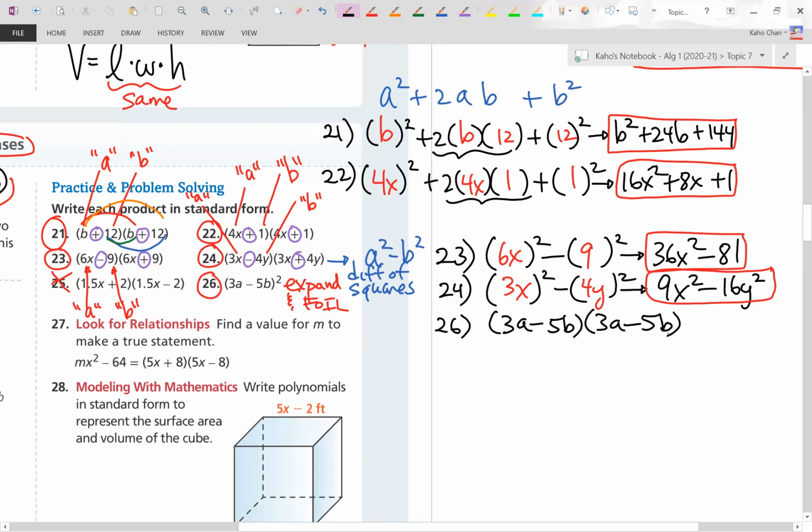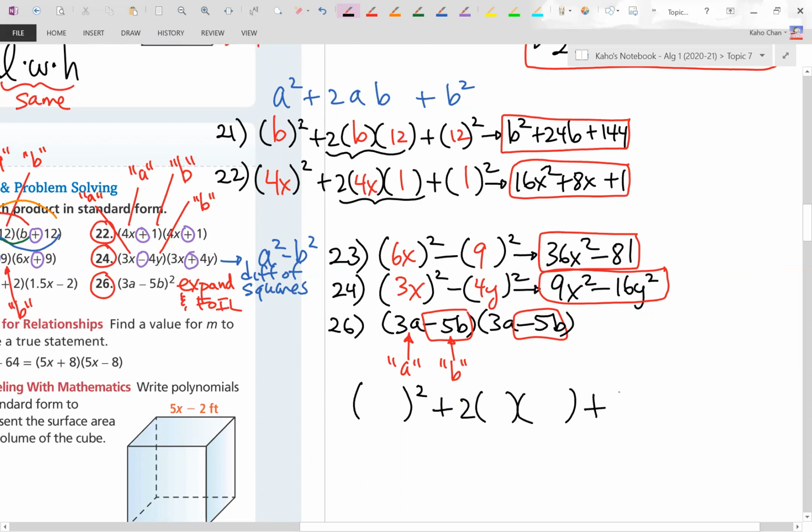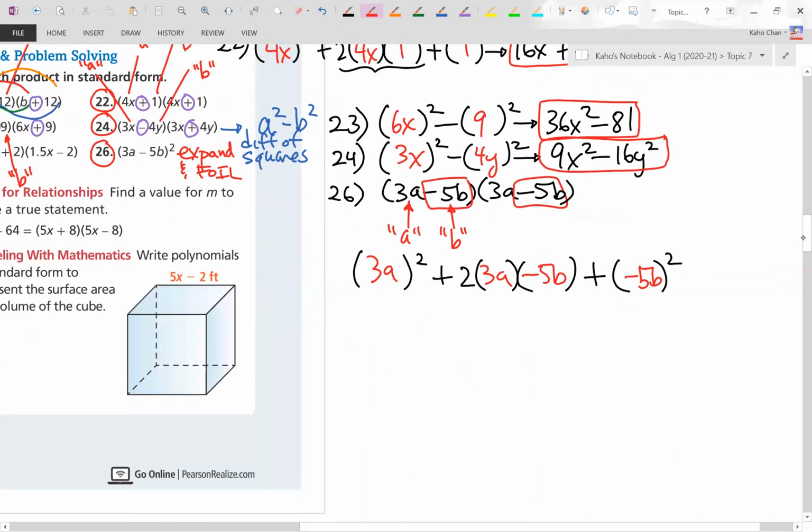Now, this book doesn't mention subtraction. When you look at this, a is 3a, but b is a negative 5b, because both of them are negatives, okay? So you got to be careful there. So the pattern is like 21 and 22. It's a squared, in this case, plus 2ab plus b squared. Okay, let's put the numbers in. 3a, and negative 5b. That's important now. That's negative sign, okay?